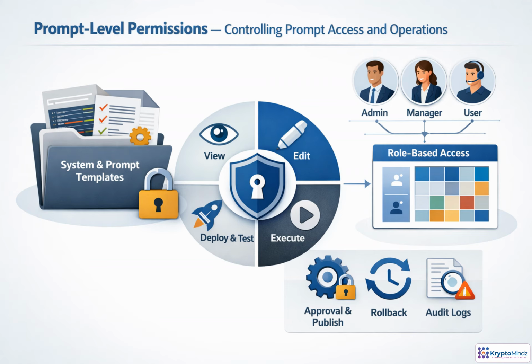Prompts need access control just like code and configuration. A system prompt may contain policy rules, routing logic, safety constraints, and sensitive business instructions. Permissions should separate viewing, editing, approving, publishing, executing, and rolling back. The right access depends on role, environment, sensitivity, and business ownership. In production, changes should require review, and every execution or modification should be logged for accountability and investigation.